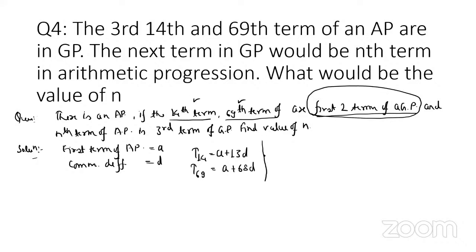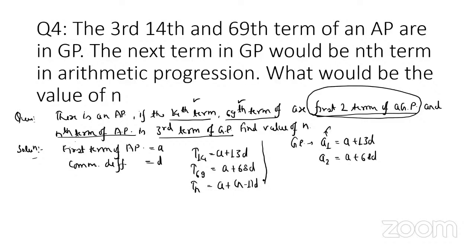So guys, if these two terms are the first two terms of the GP, we can say with respect to GP that A1 is equal to A plus 13d. I'm saying that A1 is the first term of GP, and A2 is the second term of GP, which is A plus 68d, right? We have to find out the value of n if the nth term of AP is the third term of GP, right? The nth term of AP is nothing but A plus (n minus 1) into d, and that is given to us as the third term of the GP. We have to find the value of n.